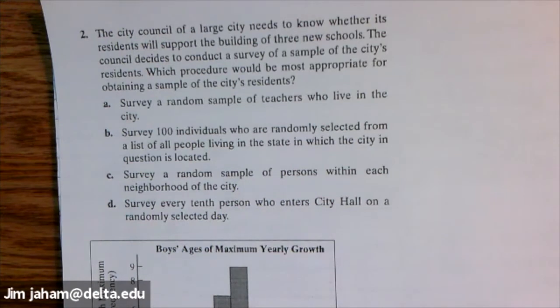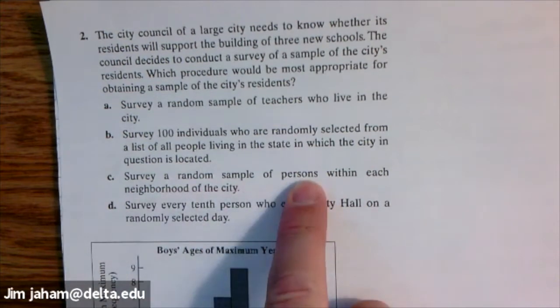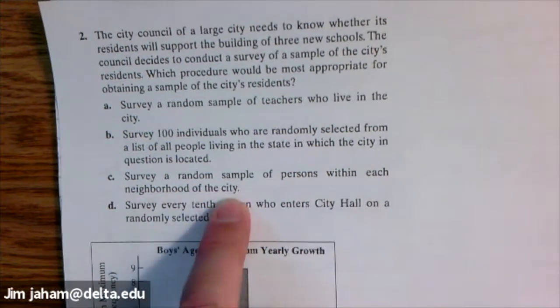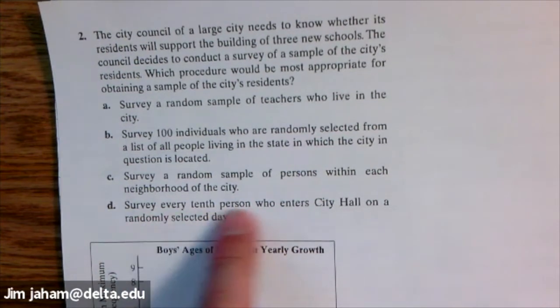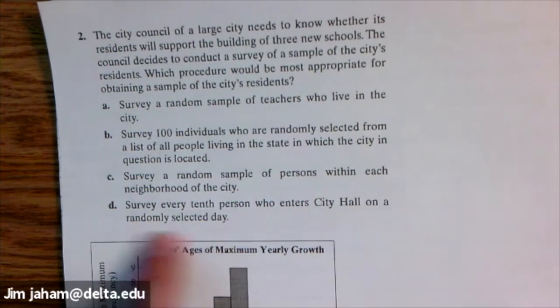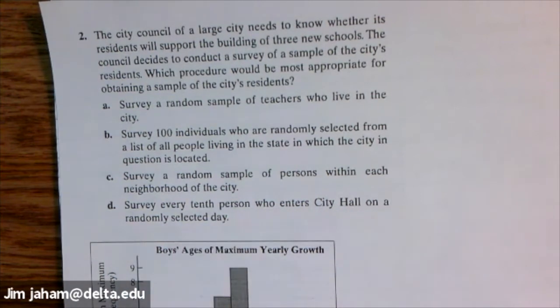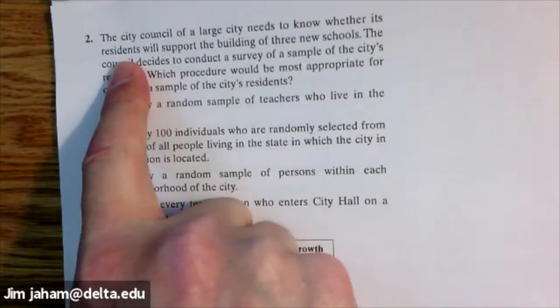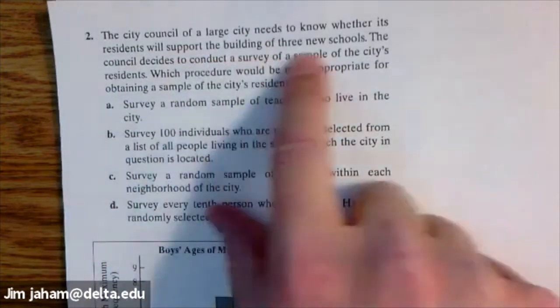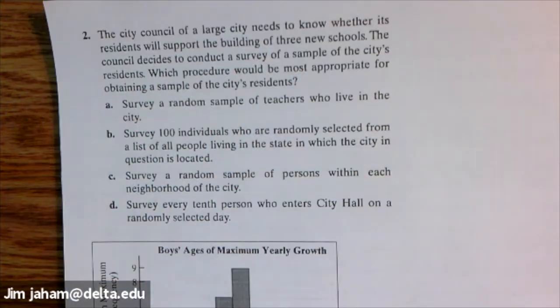C would be to survey a random sample of persons within each neighborhood of the city. And D, survey every 10th person who enters City Hall on a randomly selected day. Okay, which of those 4 methods do you think would be most appropriate if you wanted to get a sense of whether the residents of the large city would support the building of 3 new schools?